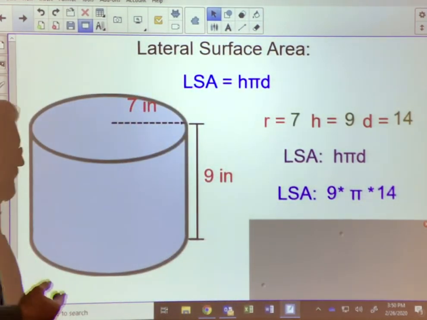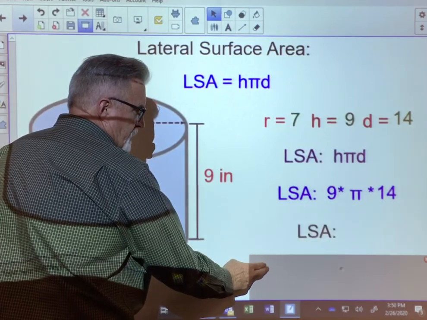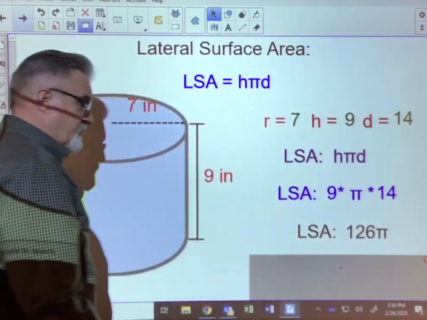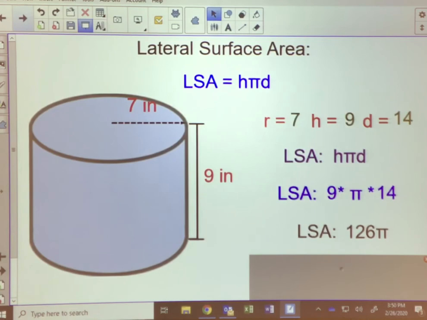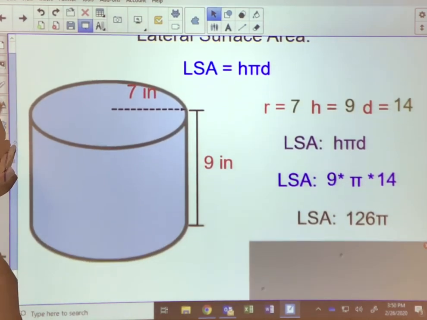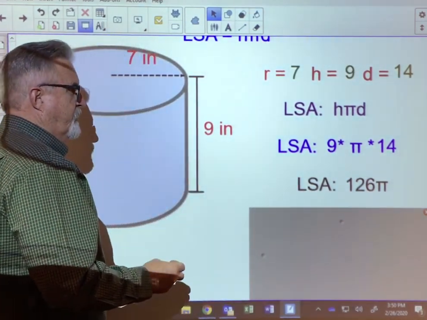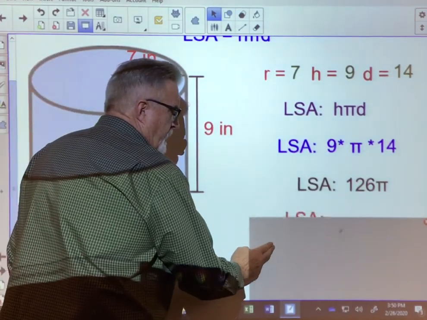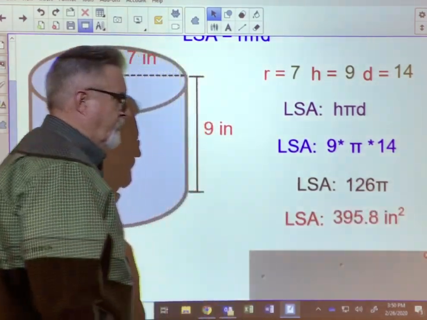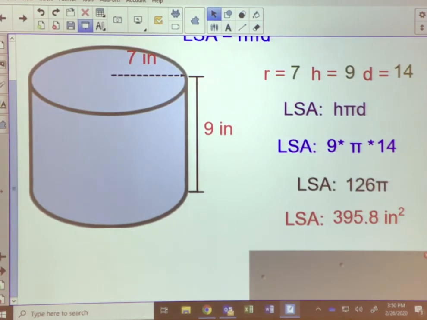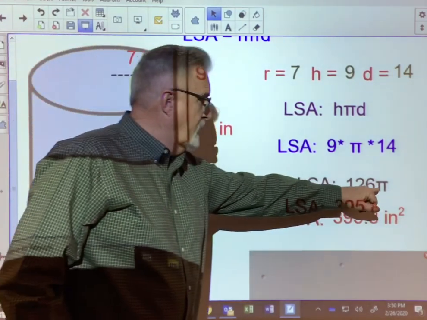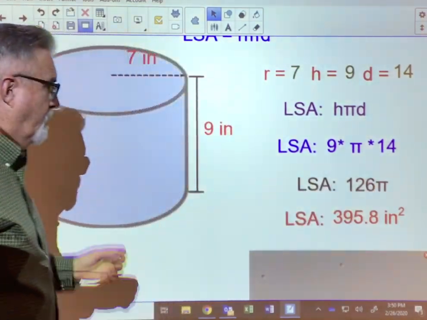We'll enter it into the calculator. The calculator is going to give us this answer of 126 pi, which we know is an accurate answer. But if we want it in terms that are easier to read, we're going to hit that conversion button, and it's going to tell us that it is 395.8 inches squared. Now again, this is an estimate because pi is an irrational number.